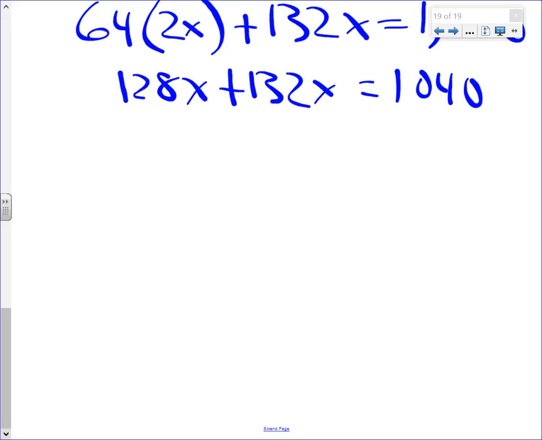Like terms, 128 and 132, add those puppies. Is he right? Dang, Cortez is on it. Thank you, Cortez, for showing off also. 260x equals 1,040.